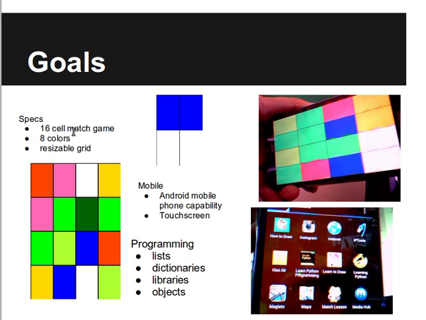So this particular game will use 16 cells. It's also reconfigurable with just a variable to be 4 cell. That's better for testing. It'll have 8 colors. It'll work on the Android phone. We'll have touchscreen capability, and the programming things we'll learn are lists, dictionaries, libraries, and objects.